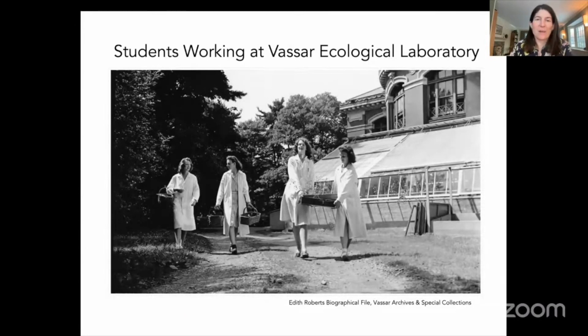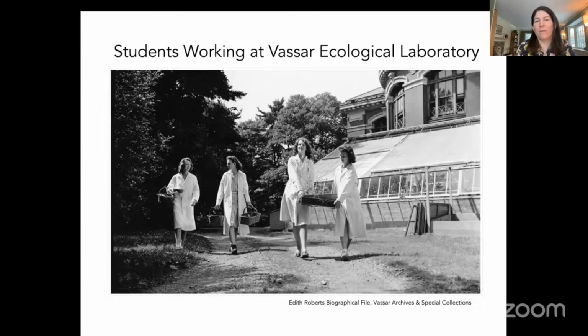So quickly, the second example I'd like to mention is that of the Vassar Ecological Laboratory, which was established in the 1920s on the East Coast of the United States. And I argue in Wild by Design that this was one of the first examples of ecological restoration. Notably, this project had both scientific and artistic goals. It was founded by Edith Roberts, who was a plant ecologist and one of the first women, as it happens, to receive a doctorate in botany in the United States.